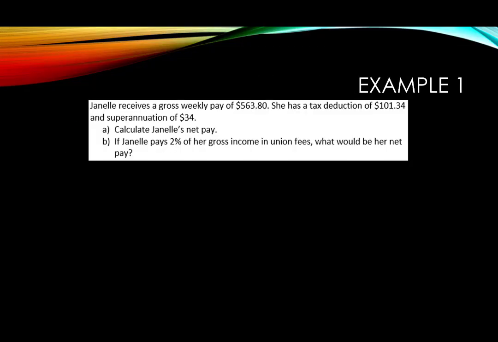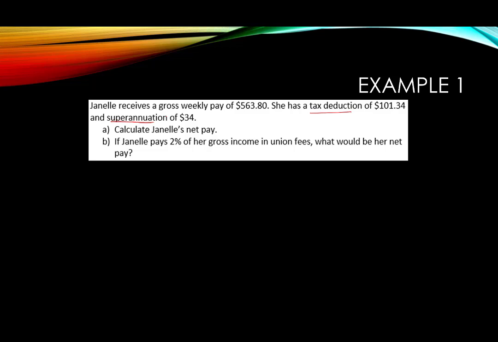Okay. So the first example here is, Janelle receives a gross weekly pay of $563.80. She has a tax deduction of $101.34 and superannuation of $34. We will be talking about these a little bit more, especially how the tax system works and how superannuation works. But basically, they're just taken automatically out of your account, tax so that in theory, you never have to pay extra tax. The government's already collected it. And superannuation to force you to have some sort of savings to support yourself when you retire down the line.